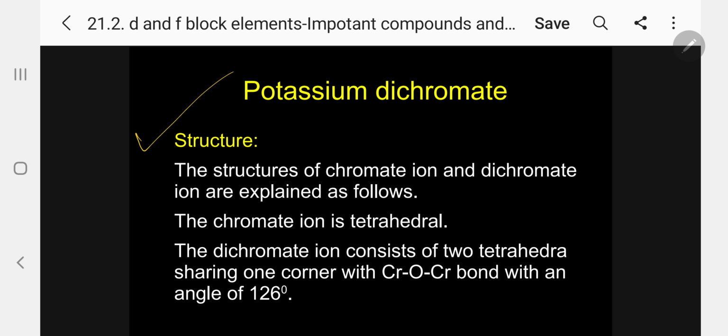Coming to the structure of potassium dichromate. The structure of the chromate ion and dichromate ion is explained as follows. The chromate ion is tetrahedral. The dichromate ion consists of two tetrahedra sharing one corner with a Cr-O-Cr bond with an angle of 126 degrees.